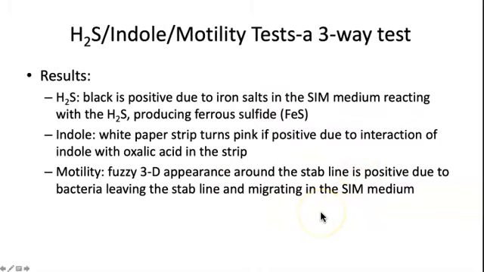So the results of the SIM test that you're looking for depend on the test. For the H2S portion of the test, you look for a color change in the growth medium from yellow to black. And it turns black because iron salts that are in the SIM medium react with hydrogen sulfide gas to produce a compound called ferrous sulfide. And that is a black precipitate.